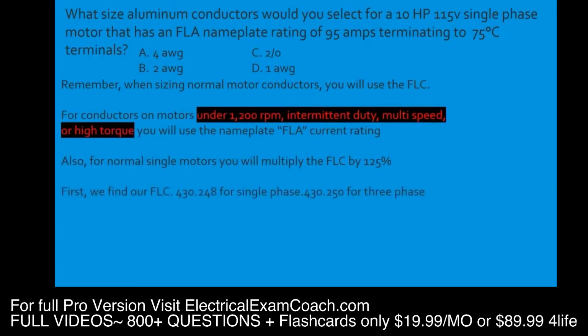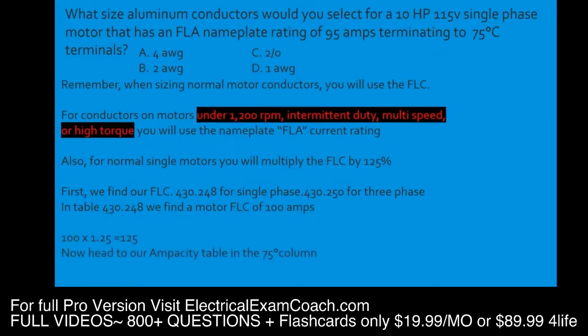First, we find our FLC. In this case, it's single phase, so we go to 430.248. In that table, we find that we have an FLC of 100 amps. We take 100 multiplied by 1.25. That is going to give us 125 amps.